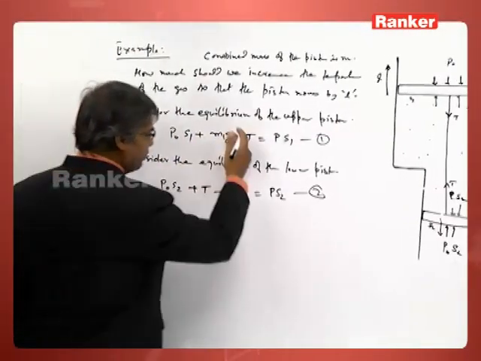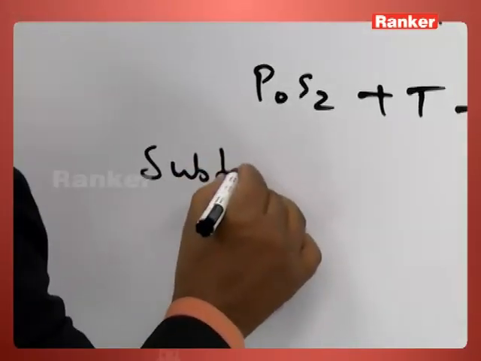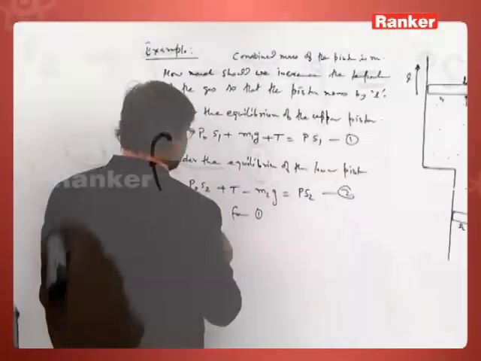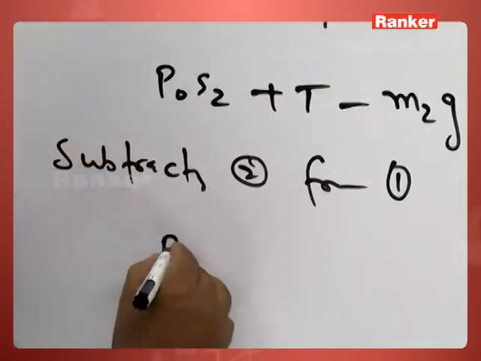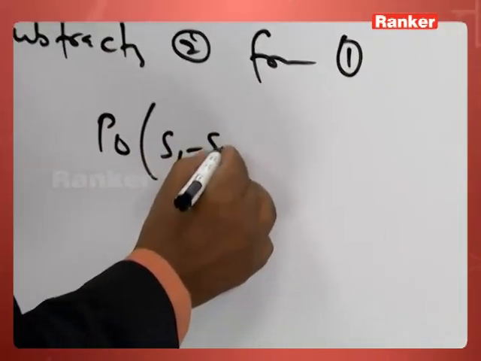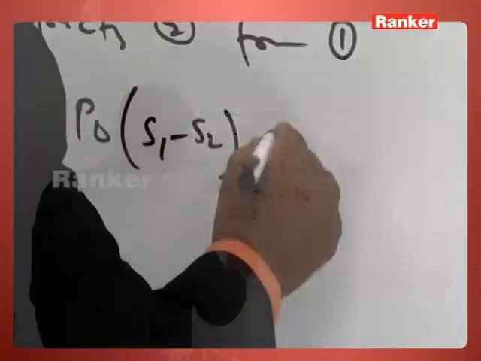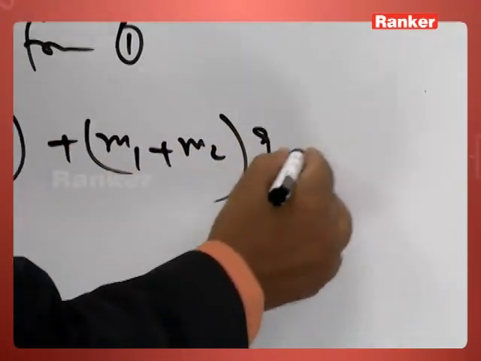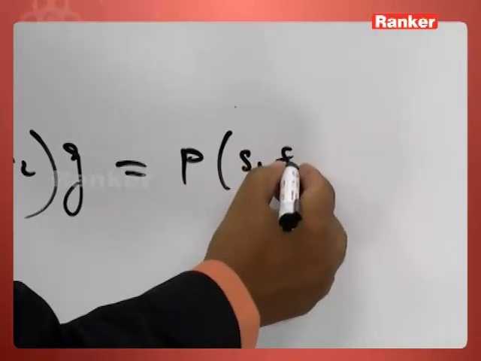So now we have two equations. Subtracting 2 from 1, it will be P naught into S1 minus S2. These tensions will cancel out, and these masses will add up, M1 plus M2 times G, that is the total piston mass, and this is equal to P into S1 minus S2.